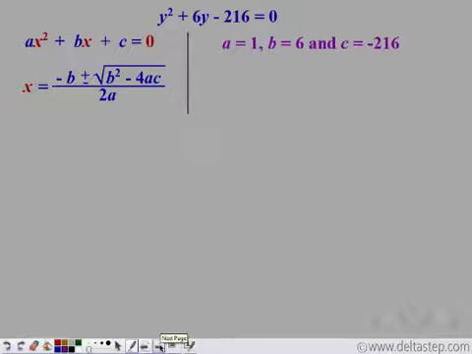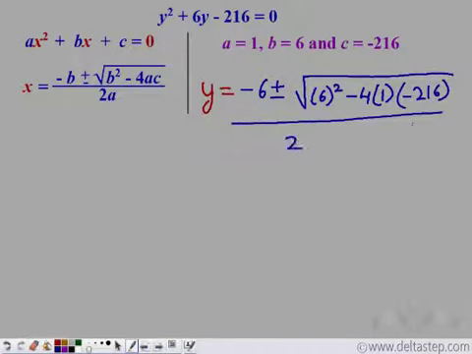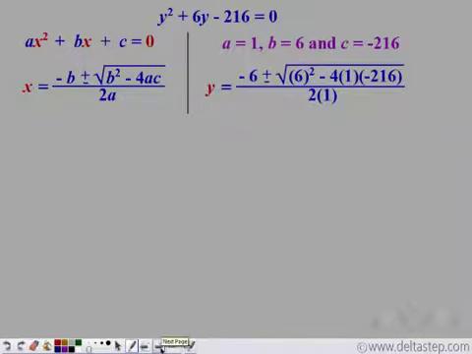Now let us apply this. We get y is equal to minus b, that is minus 6, plus minus root over b square. B square is 6 square, minus 4ac, minus 4 into a, which is 1, into c, which is negative 216. The whole thing divided by 2a. A is 1. So this is what we have.